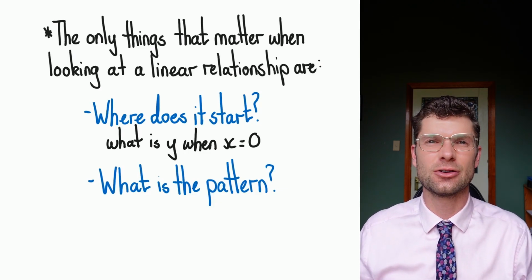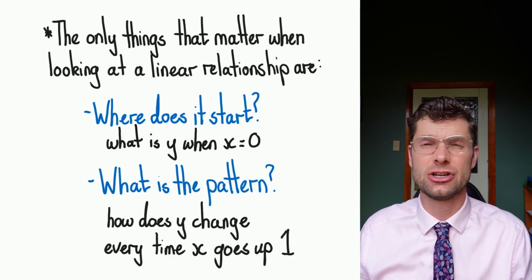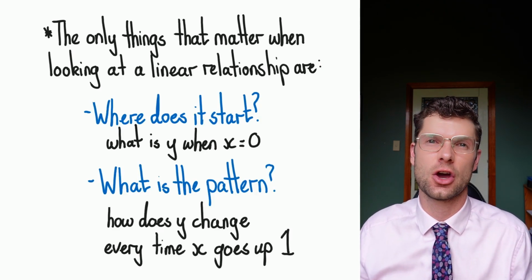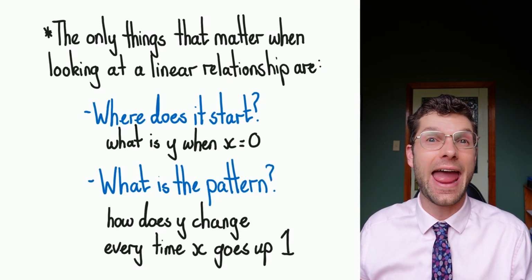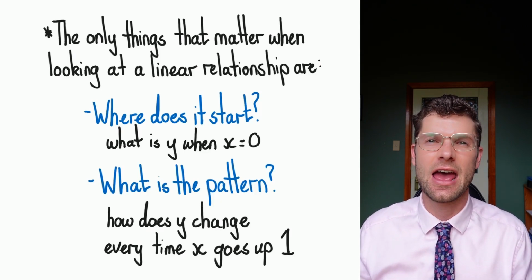Then the other thing we need to look at is, what is the pattern? And what I mean by pattern is, how does y change every time x goes up by 1? So as x increases, what's the pattern? What's the recurring thing that happens with our graph to make it a straight line?